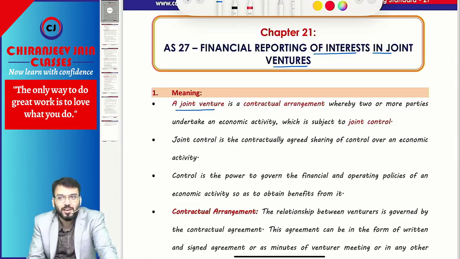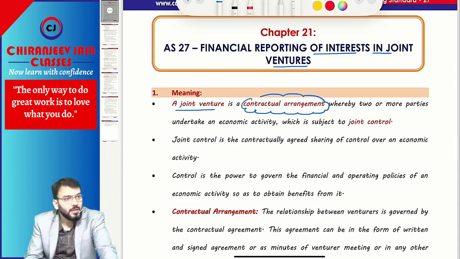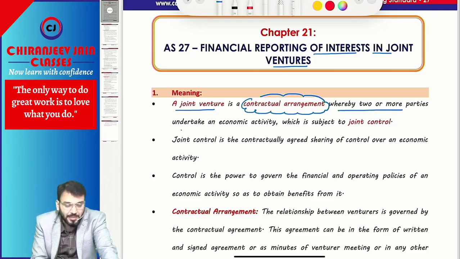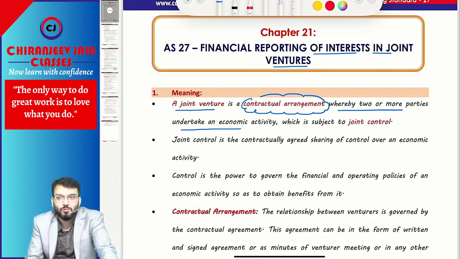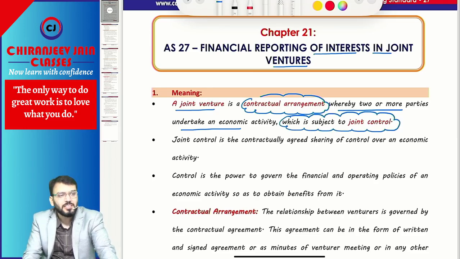Joint venture is a contractual agreement. Understood? So joint venture is a contractual agreement whereby two or more than two parties undertake an economic activity which is subject to a joint control. In this case, it is as simple as if I say partnership is also a joint venture, because partnership is also carried by two or more parties to undertake an economic activity, and both the partners have joint control over that business.